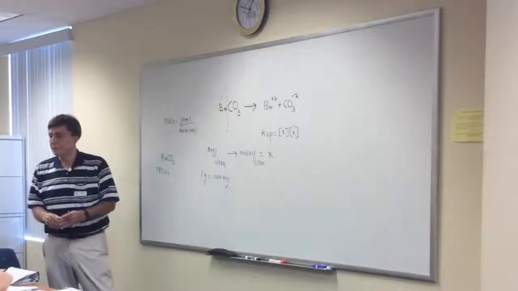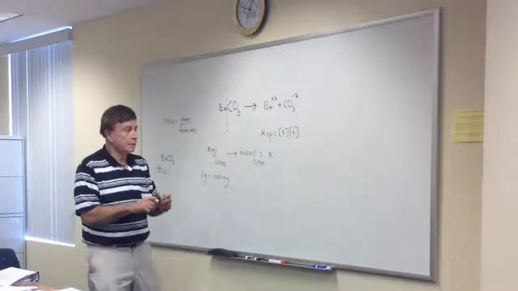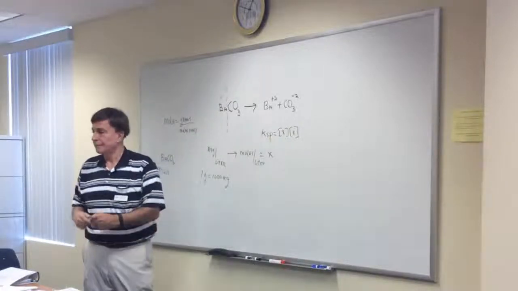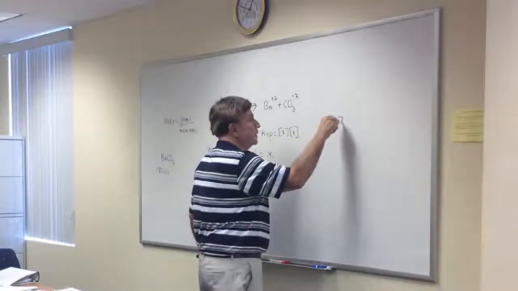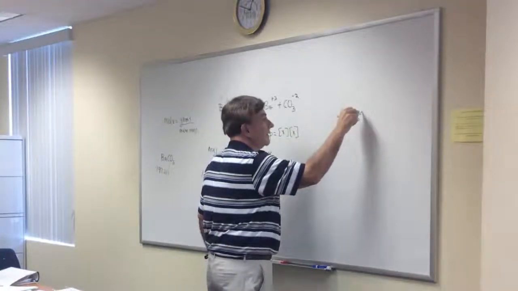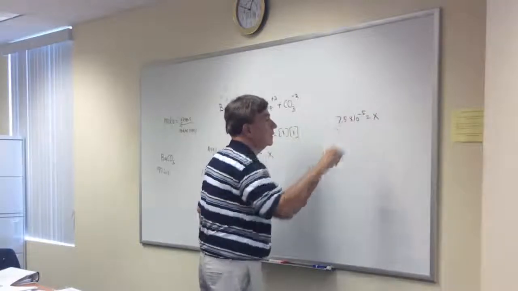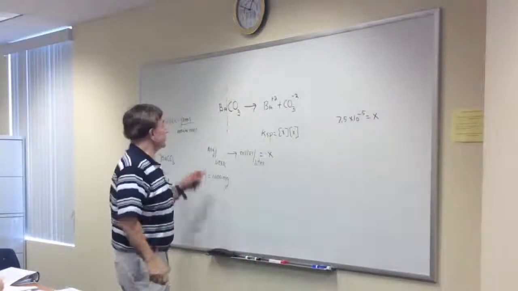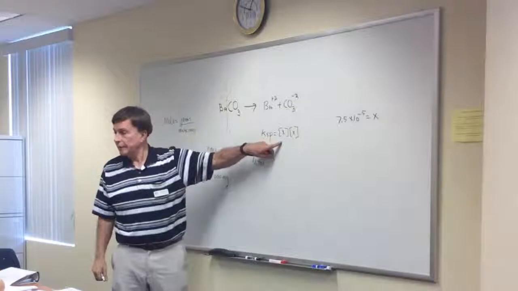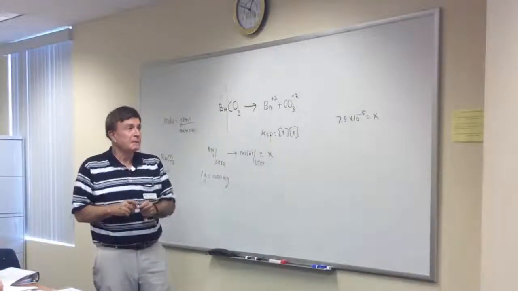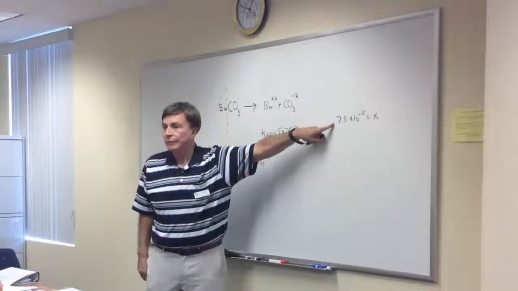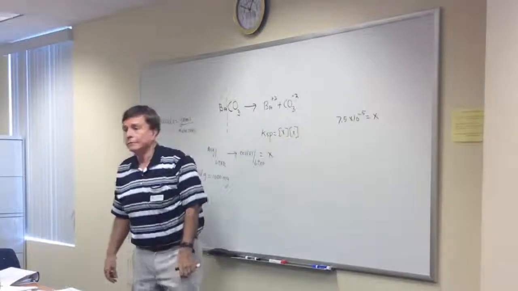What did you get? For moles, I got 7.5 times 10 to the negative fifth. That's x? That's the number of moles, which would be this, right? And then you squared it? Yeah, that's right. How many people got that number? Okay, we're good.